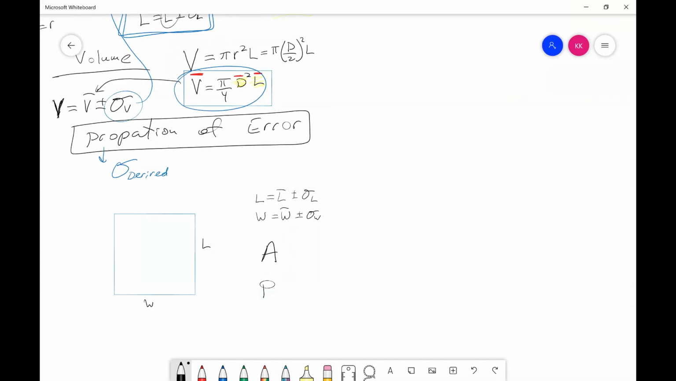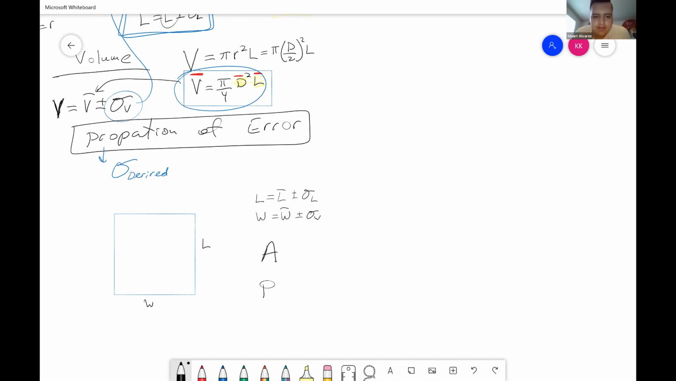Are those things measured quantities or derived quantities? Measured. How would you measure area? Area is derived. Perimeter can be measured, but you can also derive it. Okay, how would you measure the area? How would you measure the perimeter?